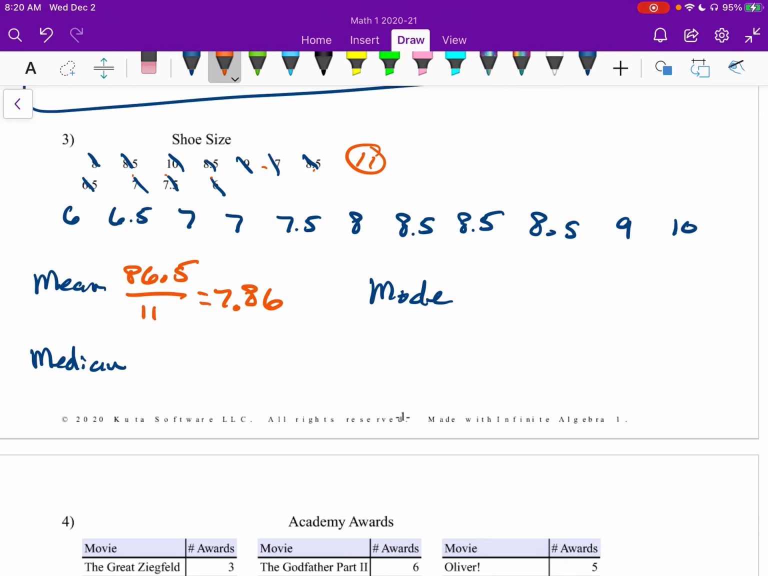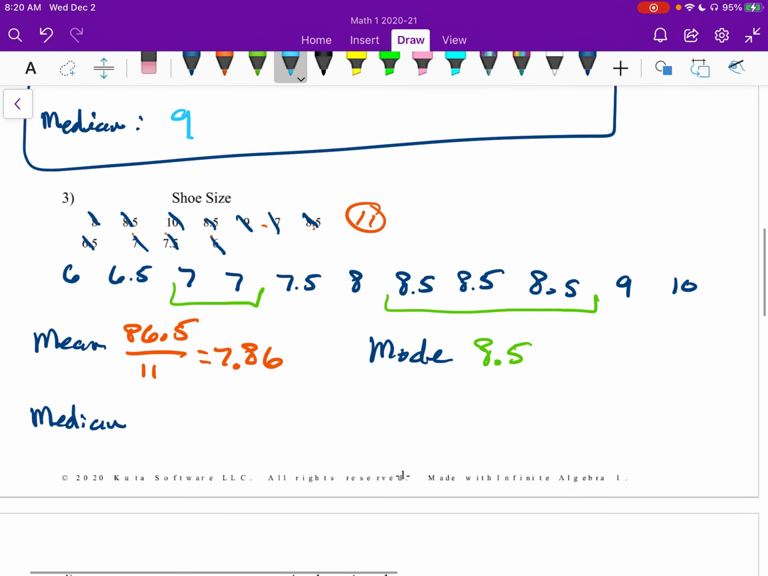Next up, I'll do the mode. What number happens most often? Here I have 2 7s, and then I have 3 8.5s. So 8.5 happens most often. Now for the median, what color did I do it in? I did it in blue. So I'll do the first and the last, first and the last, first and the last, first and the last, first and the last. My median is 8.